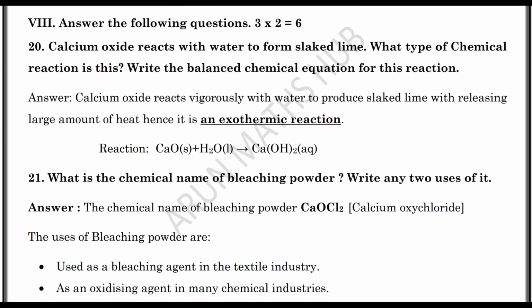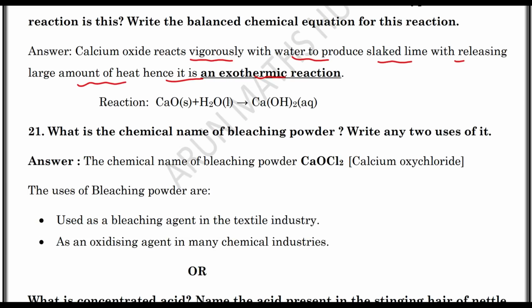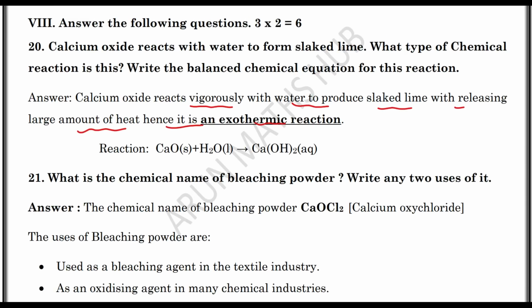Next, calcium oxide reacts with water to form slaked lime. What type of chemical reaction is it? Write the balanced chemical reaction. Calcium oxide reacts vigorously with water to produce slaked lime, releasing a large amount of heat. Hence, it is an exothermic reaction. It is a type of combination reaction. In combination reaction, heat will be produced. Hence, it is an exothermic reaction. CaO plus H2O gives us Ca(OH)2.